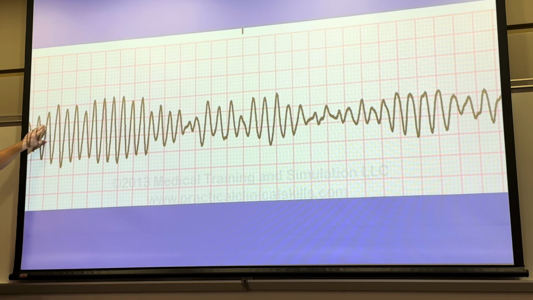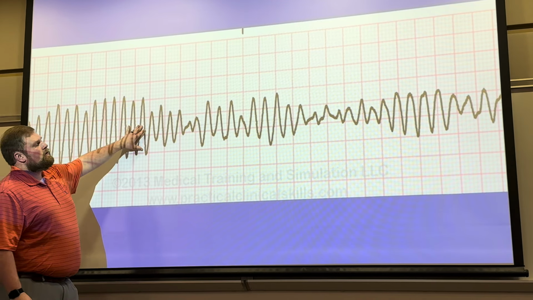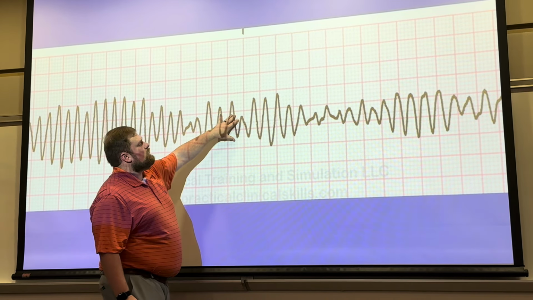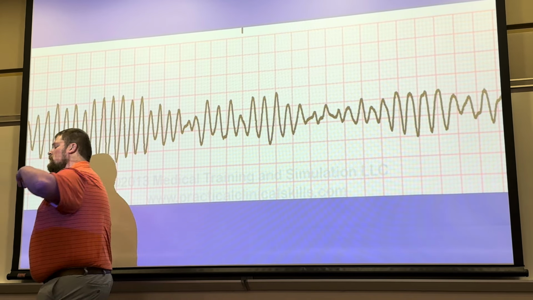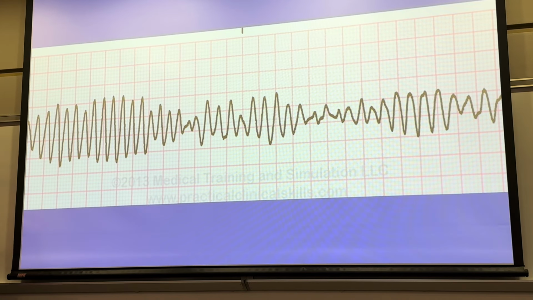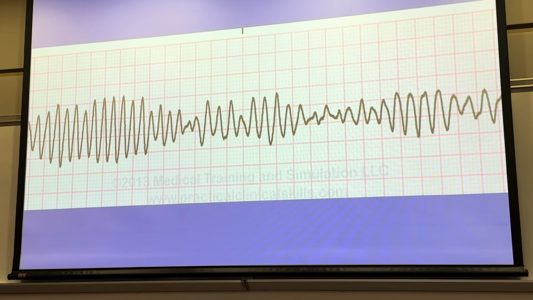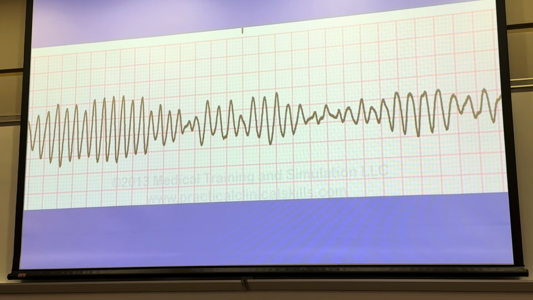Say I have a very inconsistent sizing of my VTAC. Kind of goes big, gets small, big, small. That's how I know it's torsades. So initially, gonna check a pulse, not gonna have a pulse. I'm gonna start compressions, get help, and then we're gonna start doing all the other interventions.